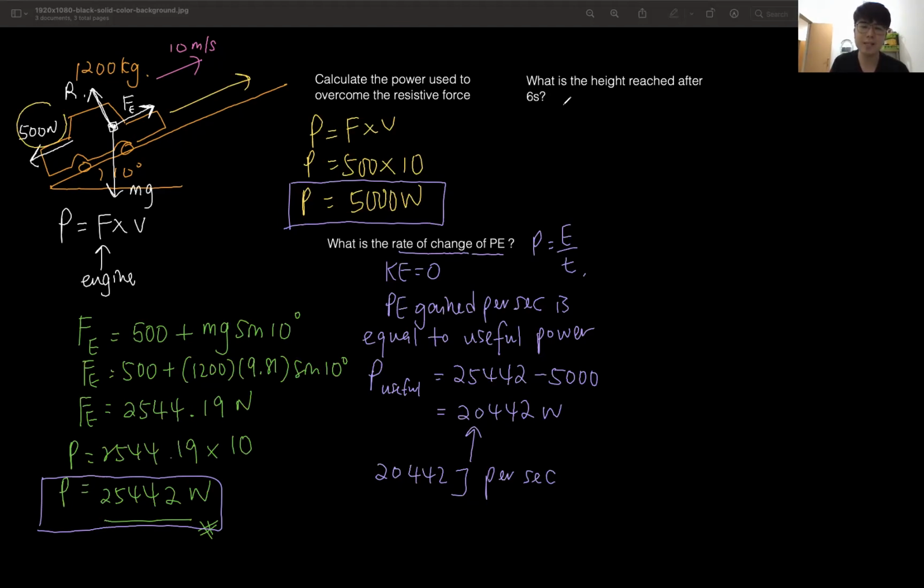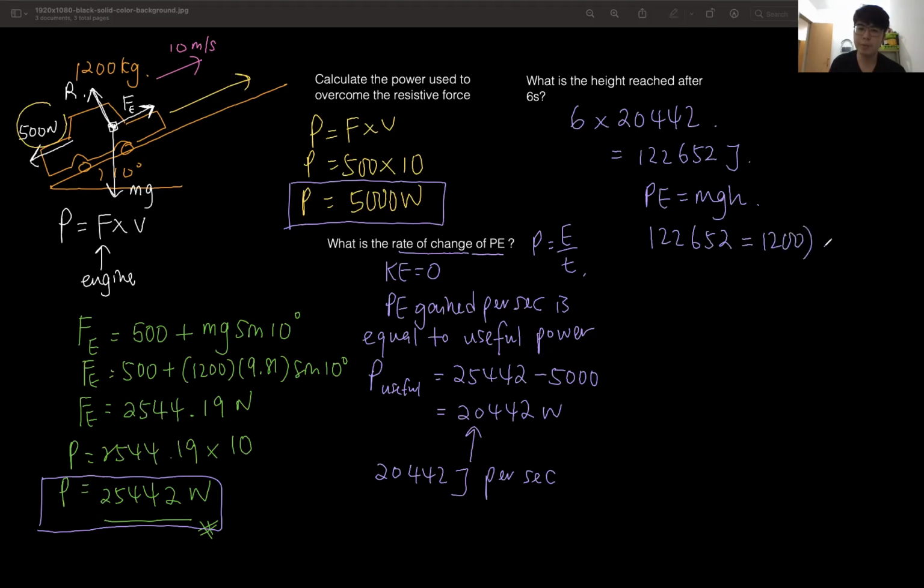So you just find after 6 seconds how much energy it has converted into PE, right? So 6 seconds times the power, 20442. So in 6 seconds, a total of 122652 joule of energy is converted into potential. So from the PE, mgh, 122652 equals 1200 times 9.81 times the vertical height. And then we just solve the equation.